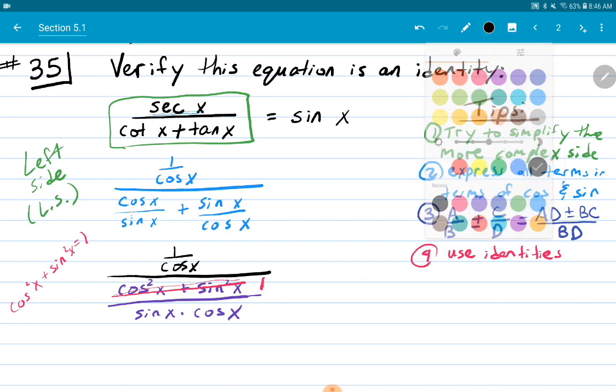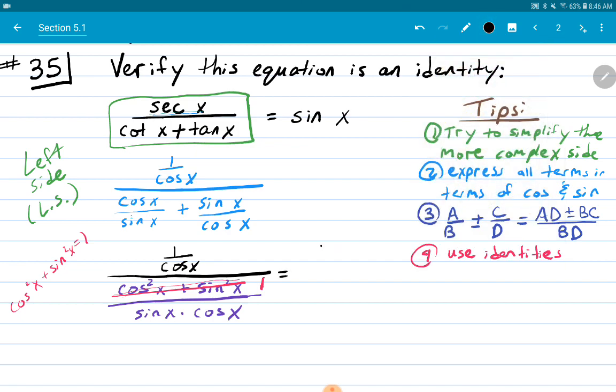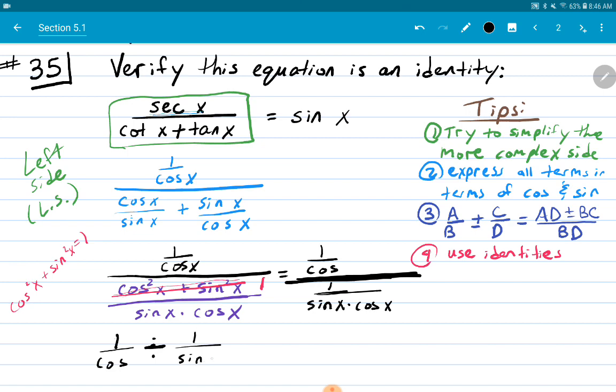So let's copy this down. Now what we have is 1 over cosine, and on the denominator we have 1 over sine x times cosine x. Let's turn this into a division problem. I have a big division bar right here dividing these fractions, so let's rewrite that as a division problem so I can see what happens to all these parts. So I'm going to do 1 over cosine divided by 1 over sine of x times cosine of x. And when I flip the second and multiply, oops, I forgot my x there.